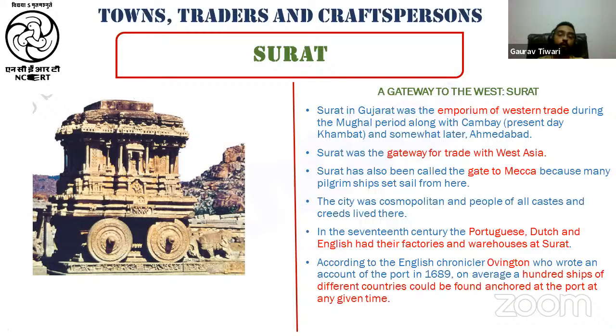Now, this city was a cosmopolitan. What is cosmopolitan now? एक ऐसा शहर जहाँ जहाँ लोग जगह जगह से आके रहते थे. That is, from all around the world, people lived here in Surat. Some few came for trading activities, few came for some other works. So that is why it became a cosmopolitan, and people from all caste and creeds from India as well lived in Surat. In 17th century, Portuguese, Dutch, and English established their factories and warehouses at Surat.